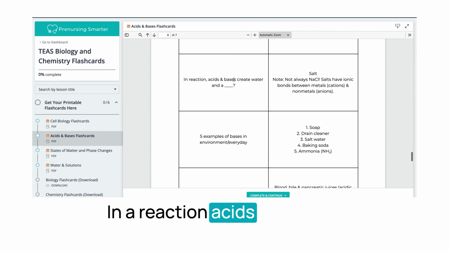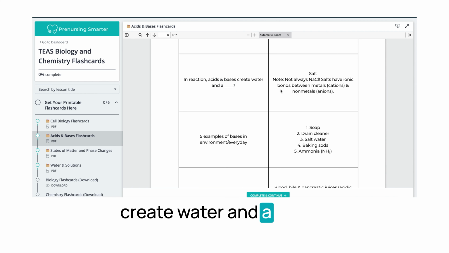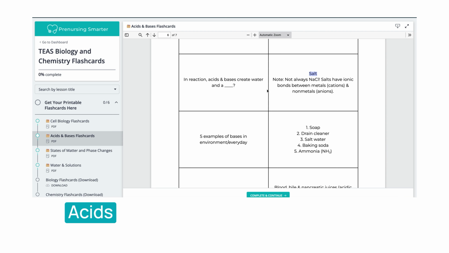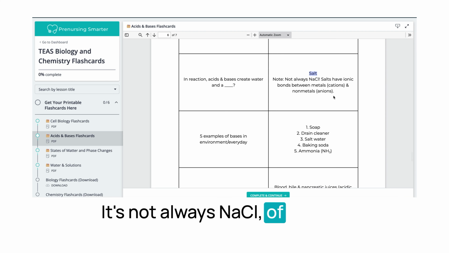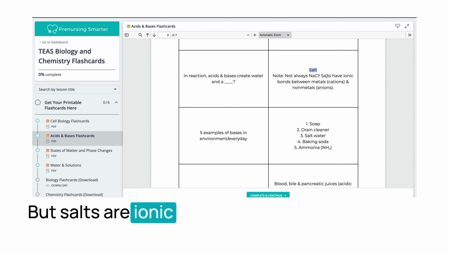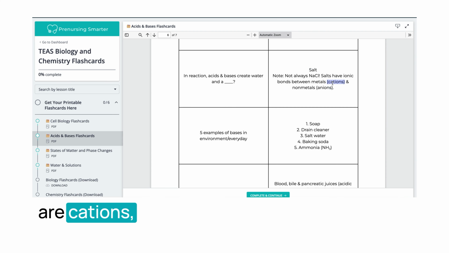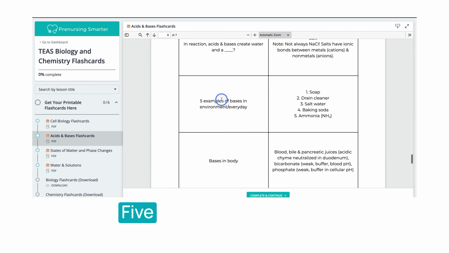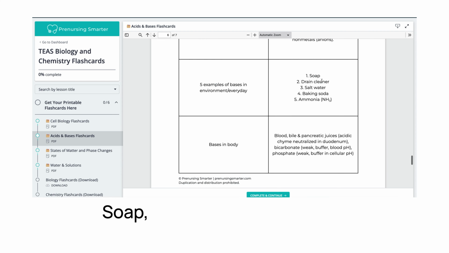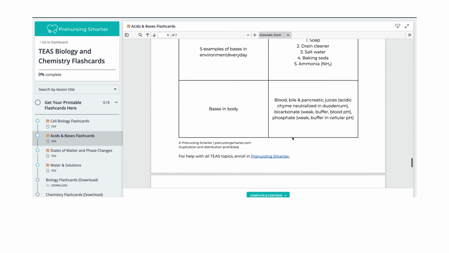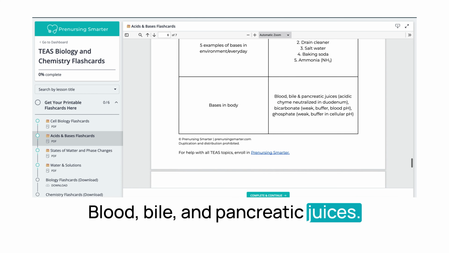In a reaction, acids and bases create water and a salt. It's not always NaCl, of course, which is what we think of, but salts are ionic bonds between metals, which are cations, positively charged, and nonmetals, which are negatively charged. 5 examples of bases in everyday environments: soap, drain cleaner, salt water, baking soda, and ammonia. Bases in the body: blood, bile, and pancreatic juices.